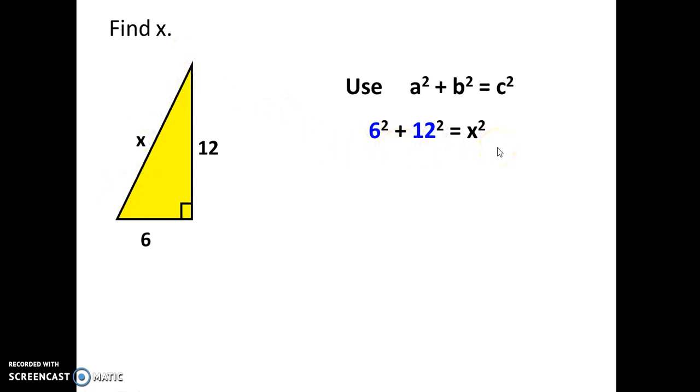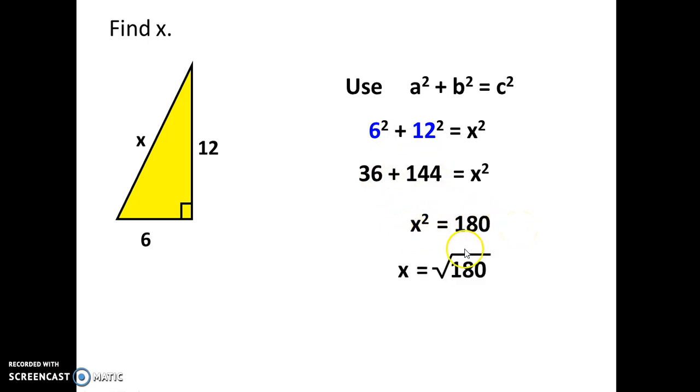Let's solve this. 6 squared is 36. 12 squared is 144 equals x squared. Combine those two. x squared equals 180. To find x, we need to take the square root of both sides. When you take the square root of that, you get x equals the square root of 180. Now you can use a calculator to calculate this. Calculator will tell you the square root of 180 is 13.42.